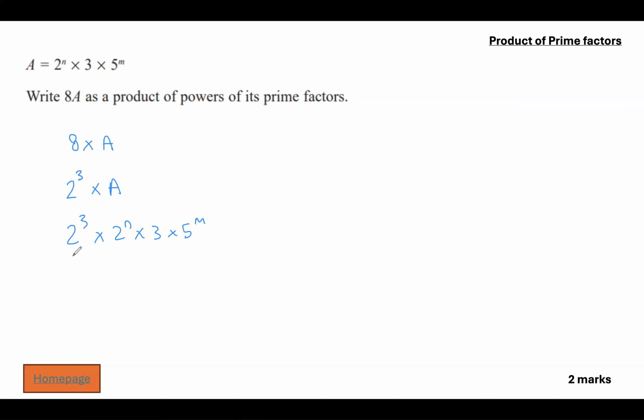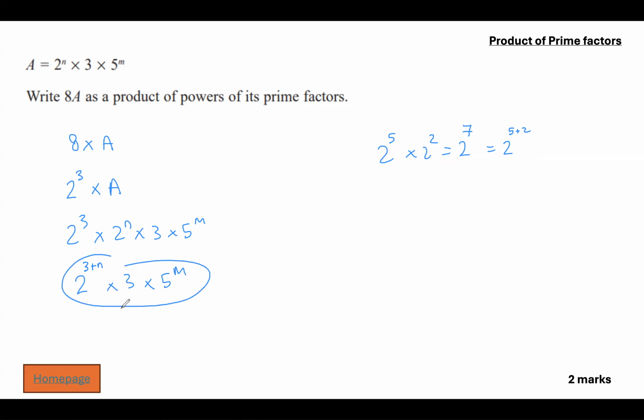And now we need to use our laws of indices here. When we have the same base, we simply add the powers. And that makes sense because if I had 2 to the power of 5 times 2 squared, well, this is going to be 2 to the power of 7. Or another way of writing this, which we often don't, is 2 to the power of 5 plus 2. So using this law of indices, we can say our answer is 2 to the power of 3 plus n times 3 times 5m, and this is our final answer.